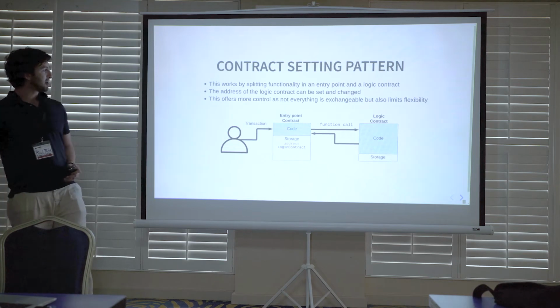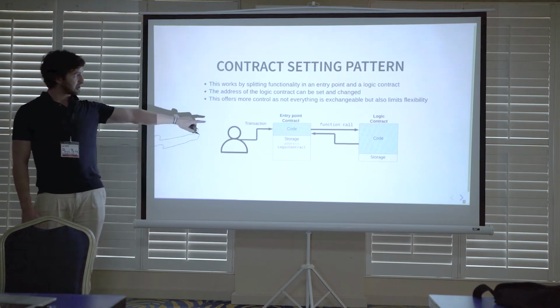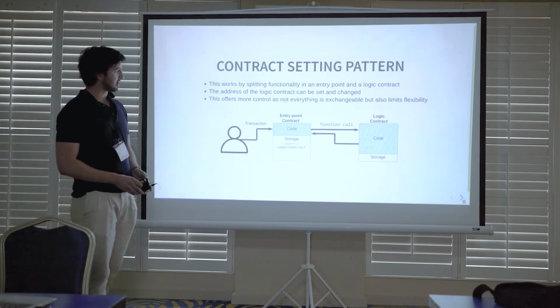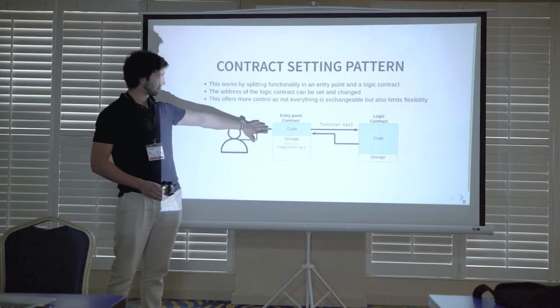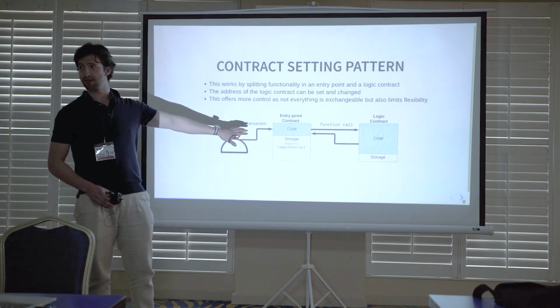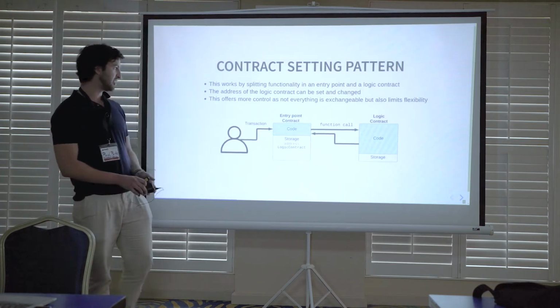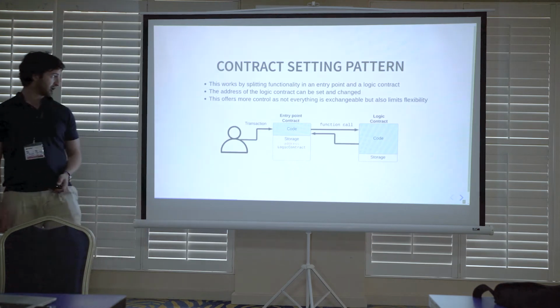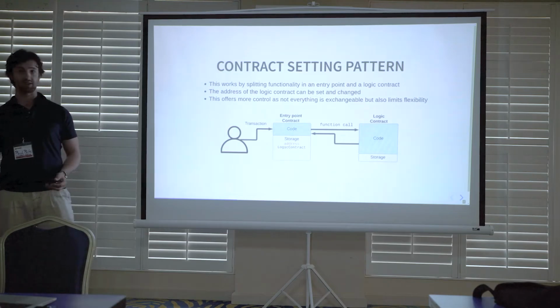A perhaps simpler pattern that is commonly found is the contract setting pattern, where you have similar structures. You have an entry point contract with some minimal code, and then you have an address pointing to some logic contract that actually executes whatever logic is needed for the protocol, and the address of this contract again can be changed through some sort of governance. And here for governance, the way we typically execute upgrades, we again have two patterns.